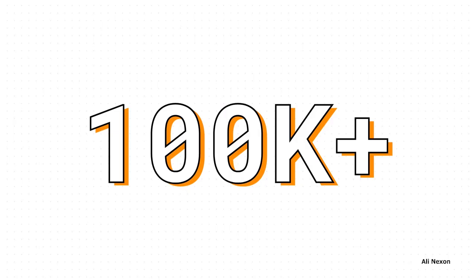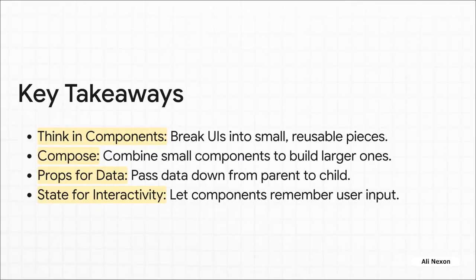And believe me, this isn't just some academic idea. This is how the biggest apps in the world are built. At Meta, where React was invented, their codebase has over 100,000 unique components. Just think about that. You literally cannot manage that level of complexity without breaking it all down into these small, isolated, reusable pieces.